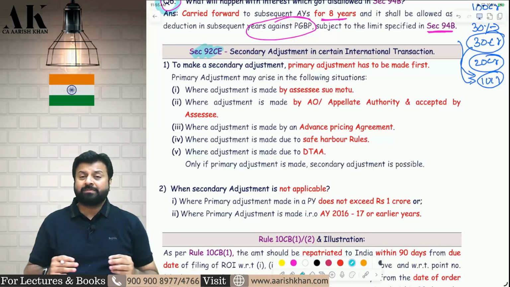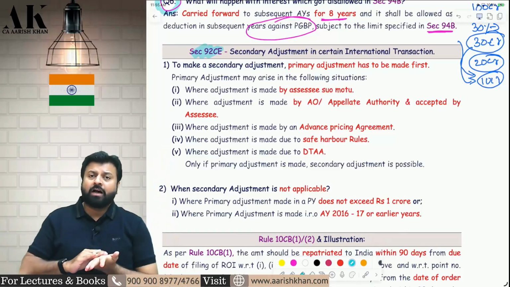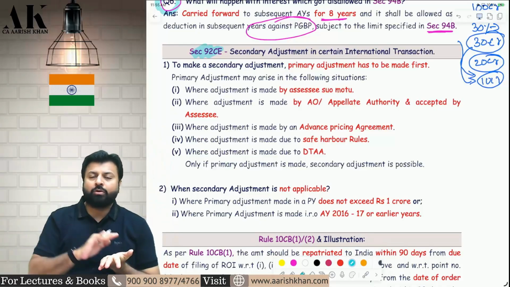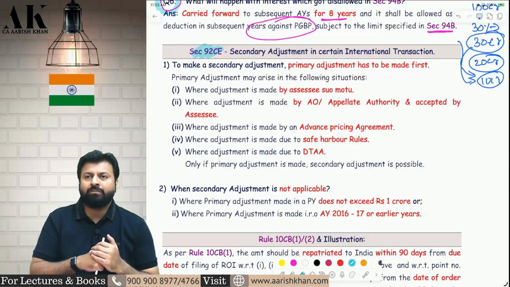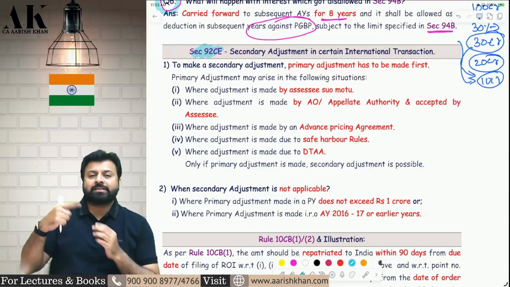That is your primary adjustment. Now what is secondary adjustment? Now whatever extra you have given, how much you have given? 150 crore you have given to your associate entity. How much you are supposed to give as per transfer pricing law? Only 100 crore. Whatever extra you have given, that is considered as deemed loan.